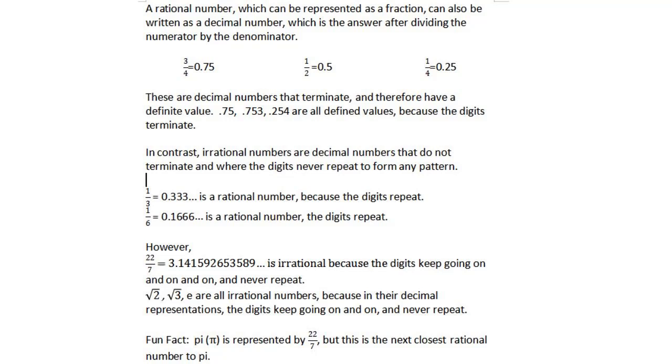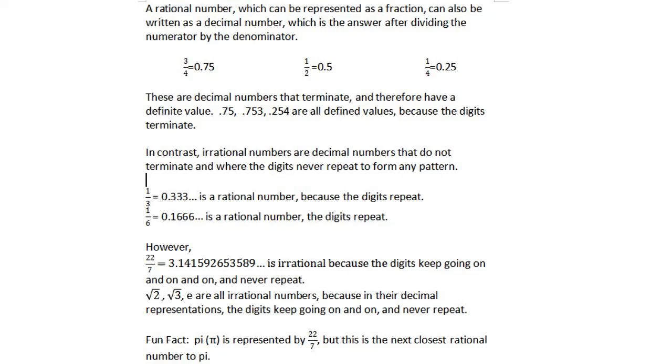However, 22 over 7 equals 3.1415926535889, which is irrational, because the digits keep going on and on and on, and never repeat. The square root of 2 and the square root of 3 are also irrational numbers, because in their decimal representations, the digits keep going on and never repeat.